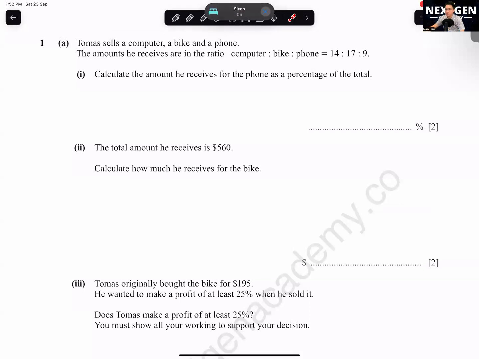How do we do this? We have to change it to a ratio first. You can break it down if you want. Find your total parts first, which is 14 plus 17 plus 9, which equals 40 parts. For the phone, it is 9 parts, so 9 over 40 times 100%, because you want to convert it to a percentage. This will be 22.5%.